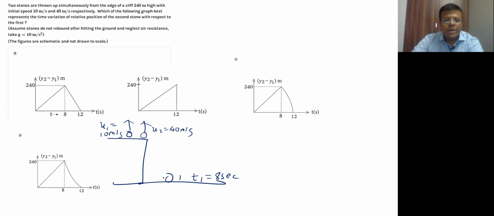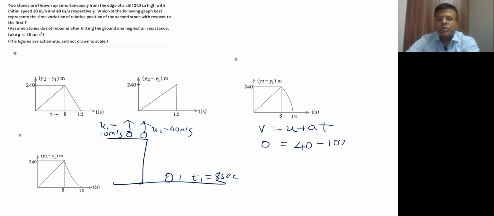Now we'll have to find out where is the second ball at that particular time. Let's try to do that. So how much time will it take to go up? We can say v equal to u plus a into t. So 0 is equal to 40 minus 10 into t. So t will be 4 seconds to reach the topmost point, and it will take the same amount of time to reach down. That means it's going to take totally 8 seconds to come to the same position. So when the first ball reaches the ground, the second ball is somewhere here. Okay, after 8 seconds, the second ball is going to be at this particular position.